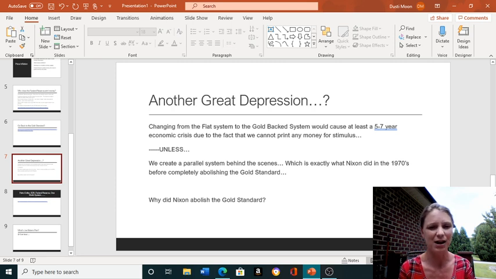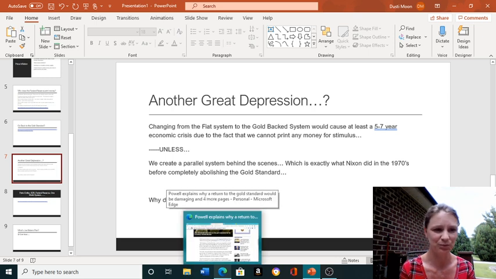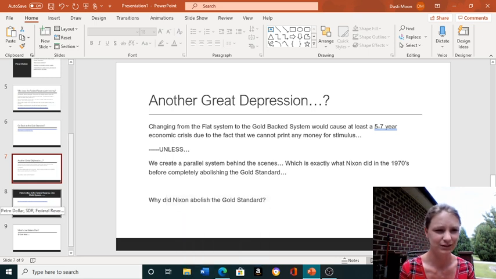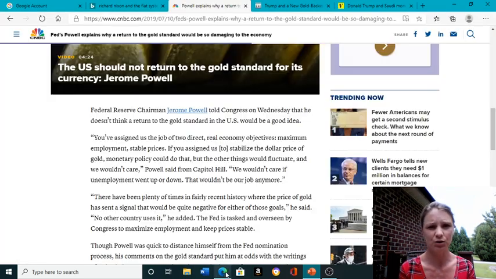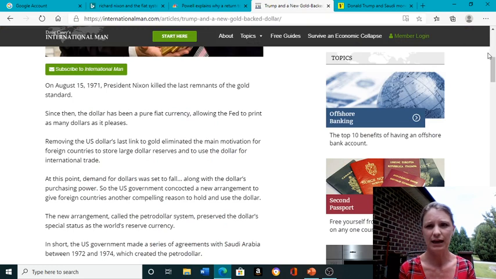So why did Nixon abolish the gold standard? All right, this is the article that I wanted to read you. Nixon brought in the petrodollar. We're going to talk about SDR, the Federal Reserve, and the one world system. Now, this is an article, but I'm going to read through it pretty quickly, and I'm going to explain it as I go, and it's very important.